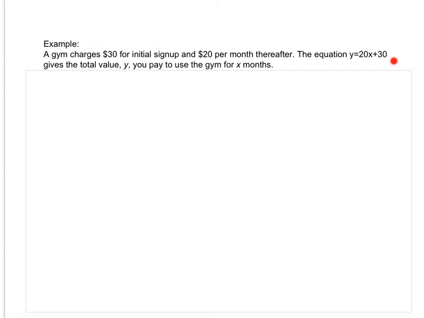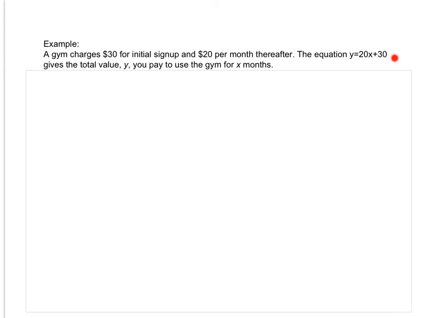Now, for this situation, the equation is given for you, right? In some other situations, sometimes you have to figure out the equation on your own. But this time, this is given for you. And see if that equation makes sense to describe this situation. Okay, so let's see. If I just want to sign up and I have not decided if I want to start using their service, how much do I pay? That means I'm using 0 months, right? x is the months.